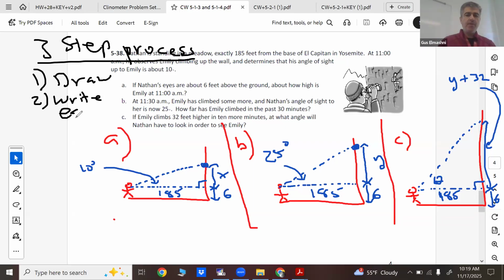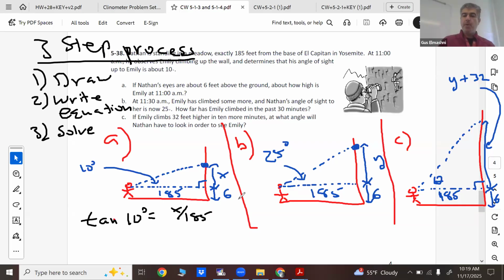Write equation. Solve. So for part A, what's your equation going to be? Tan 10 equals X over 185. Yep. Tan 10 degrees equals X over 185.